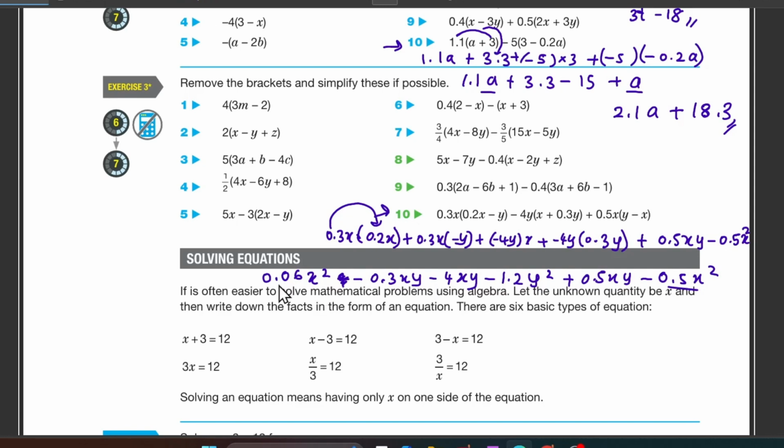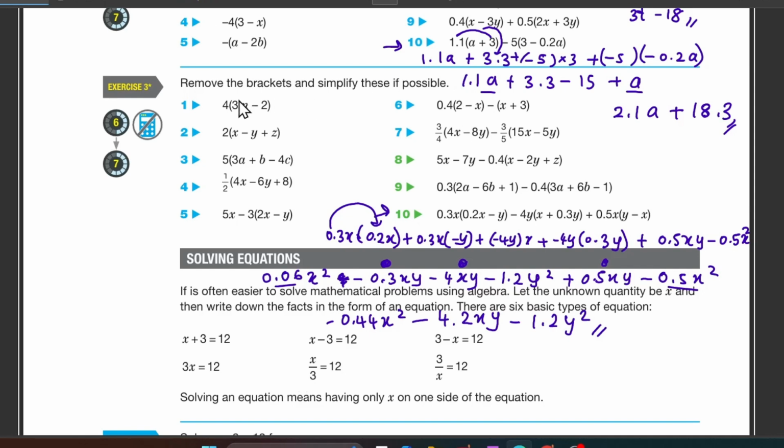Then these two, minus 0.44x square, and these three, that's minus 4.2xy, and the remaining part 1.2y square. That's the simplified version.